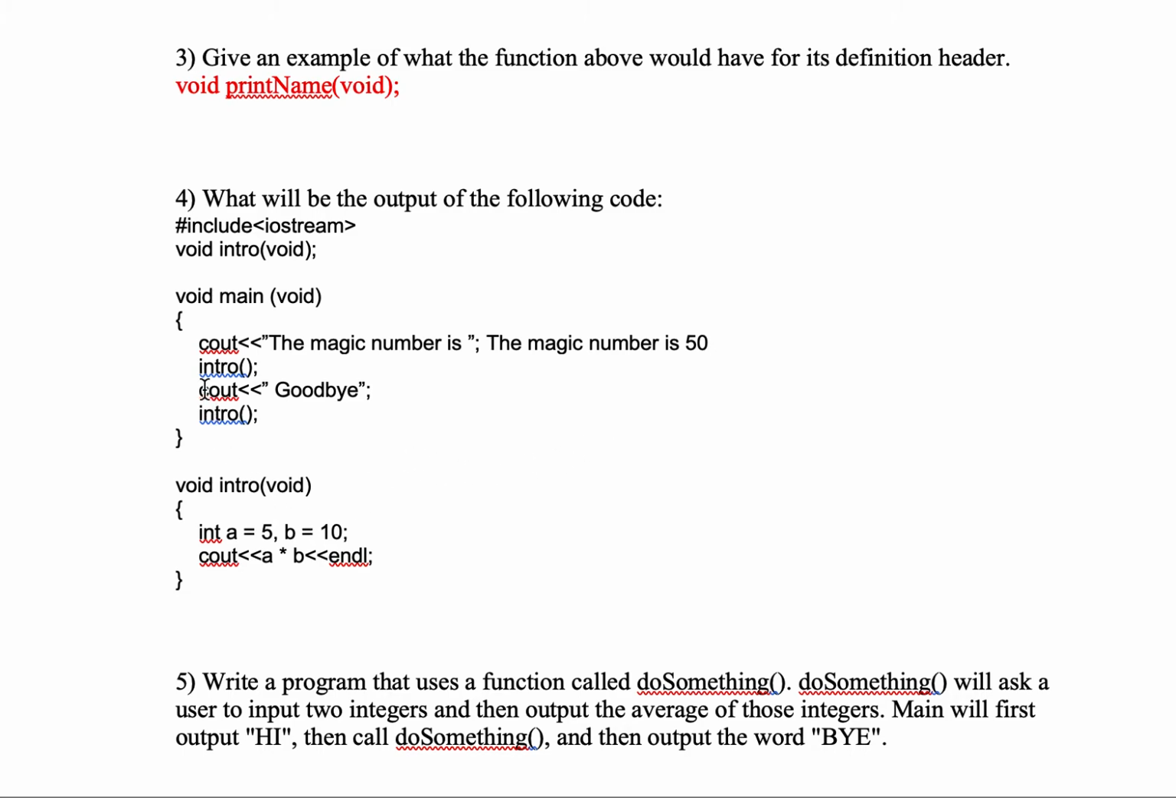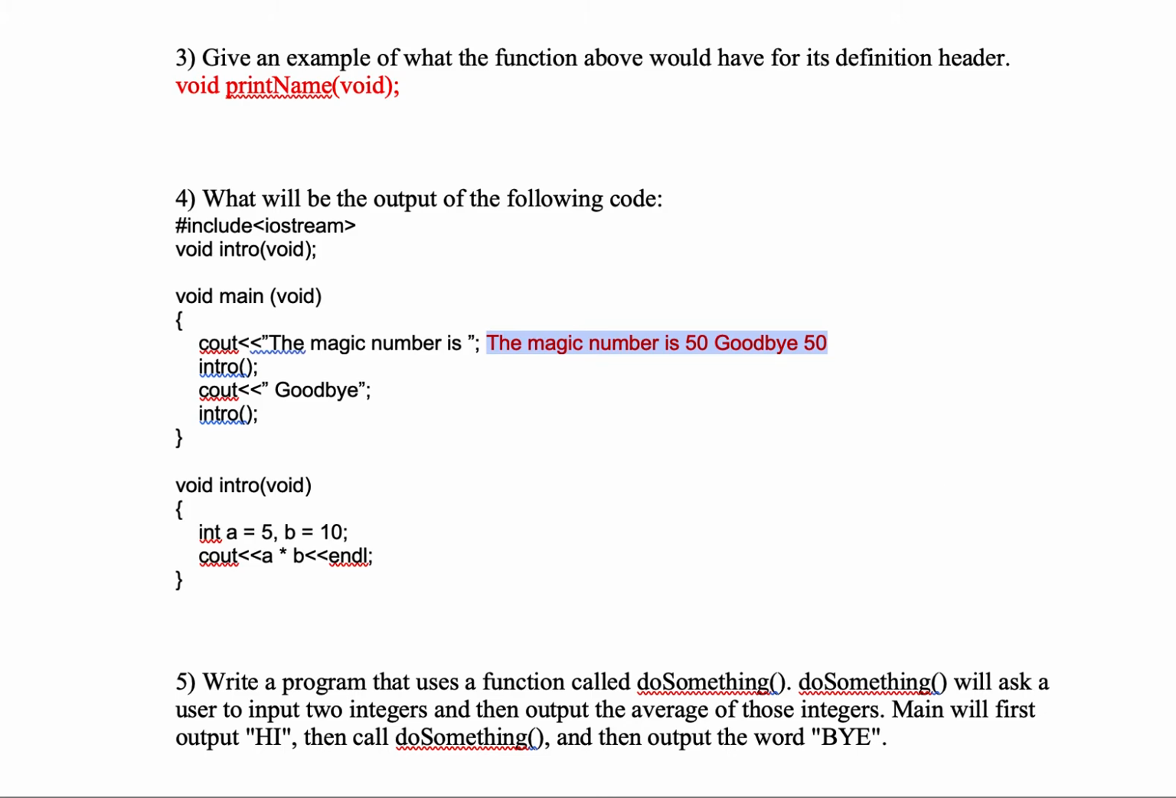Then we jump back up, and once it hits the last squiggly of the function, it jumps back into main and goes to the next line of code after that. So it's going to output goodbye. Technically, it's on another line, but goodbye. And then I'm going to call intro again. Well, intro does the same thing. So I'm going to go in here, makes 2 variables, a and b, 5 and 10, and it outputs a times b. Well, 5 times 10 is 50, so it outputs that. Then it jumps back into main, but there's nothing left. So that's the end of the program when you get here. So there's the output for that.